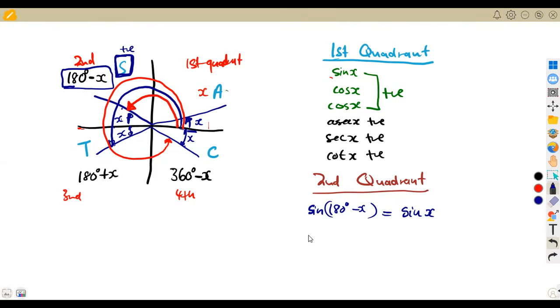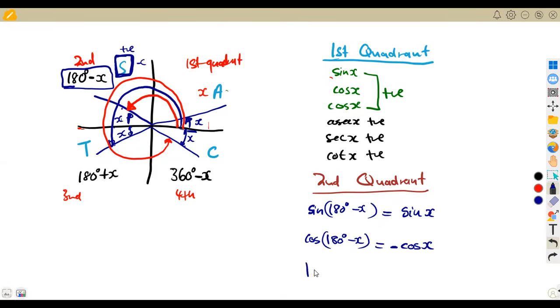But what is going to happen with cos? The cosine of 180 minus x, we are going to reduce it to the cos of x, which is fine. But now in this quadrant, cos is not positive because it's a quadrant only meant for sine, meaning cos there is negative. So it is going to be negative cos of x.